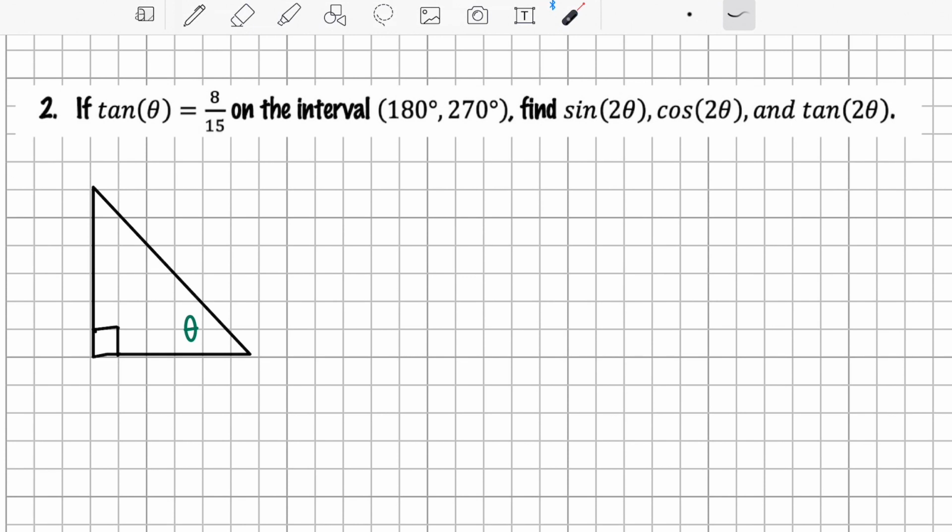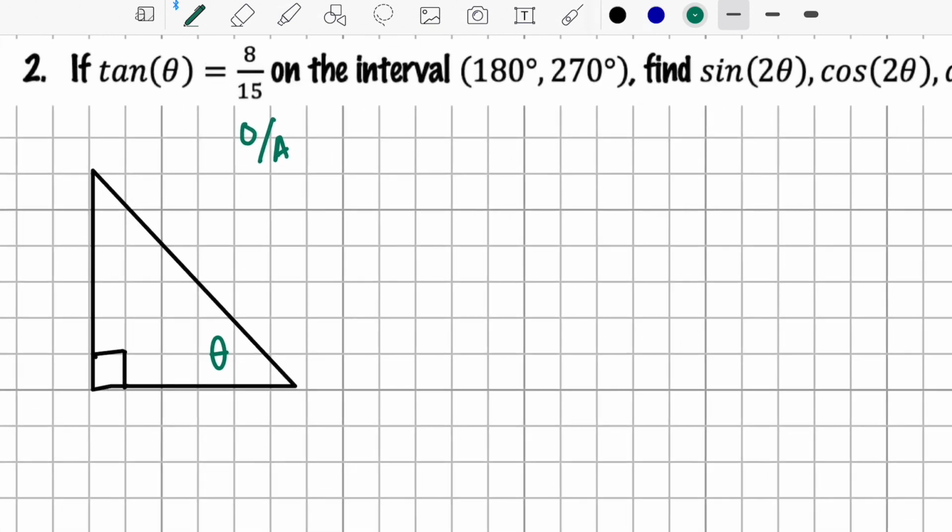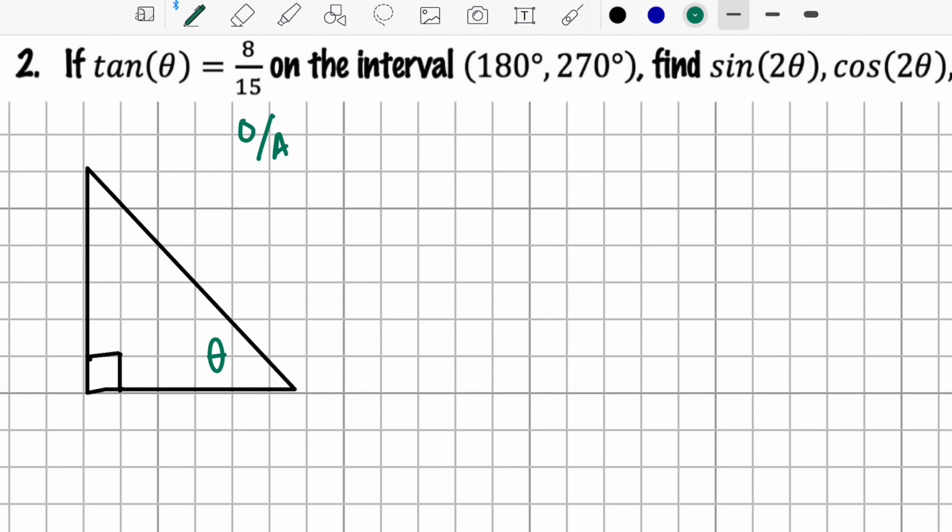Okay, example number 2. We're going to do the same thing, but this time they're telling me tangent theta is 8 over 15. And the interval is 180 degrees to 270 degrees. Now remember that tangent is opposite over adjacent. So let me label the right triangle, which I already drew. So opposite will be 8, and adjacent will be 15. By using the Pythagorean theorem, the hypotenuse becomes 17.